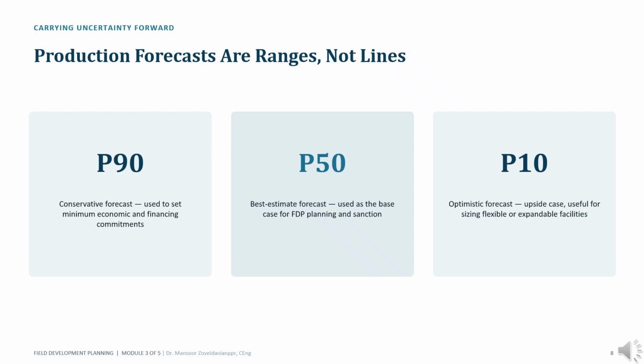These forecasts are direct outputs from the uncertainty ranges developed in the subsurface model. The important message is that a production forecast should never be treated as a single guaranteed outcome. It is a range of possible outcomes that reflects the remaining uncertainty in the reservoir.